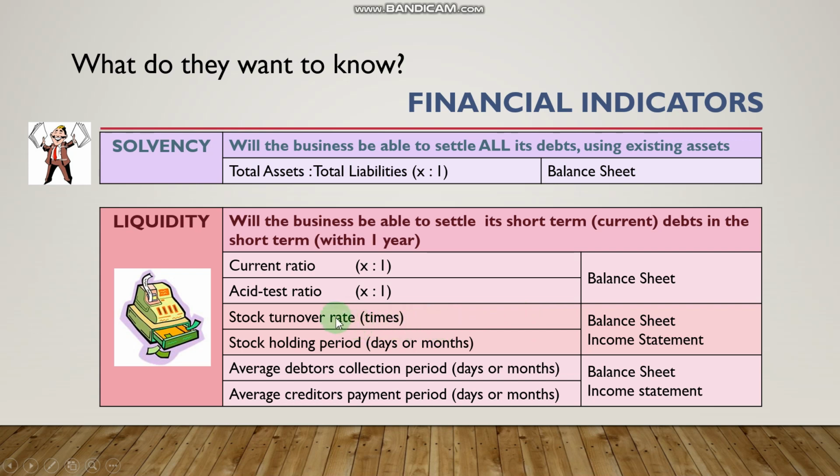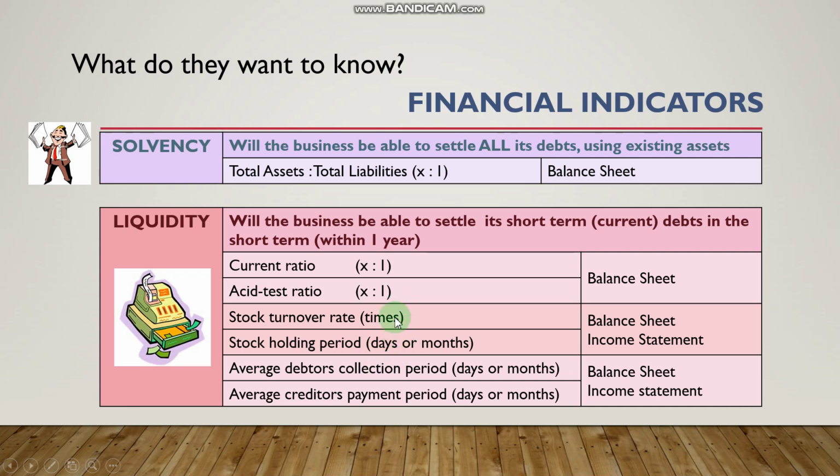So tied up to the stock turnover rate is your stock holding period. The stock holding period tells me how many days the stock is staying on my shelves. So I'm using days here. I can also use months. So I want to know how long the stock is staying on my shelves.